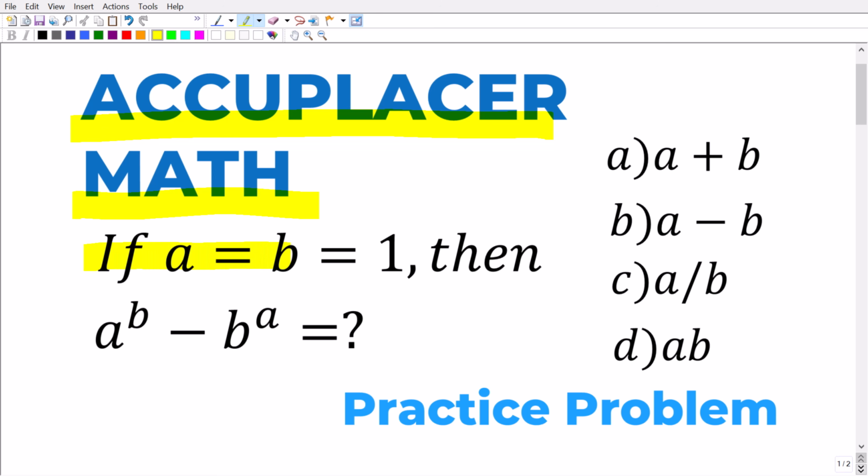If a is equal to b is equal to 1, then a to the b power minus b to the a power is equal to what? Now we do have a multiple choice question here, and let's take a look at our answers. A is a plus b, B is a minus b, C is a over b, and D is a times b. If you think you know the answer, go ahead and put that into the comment section. I'm going to walk through the complete solution here in just a second.